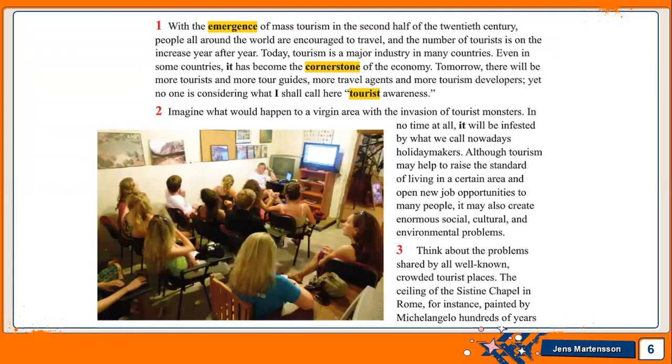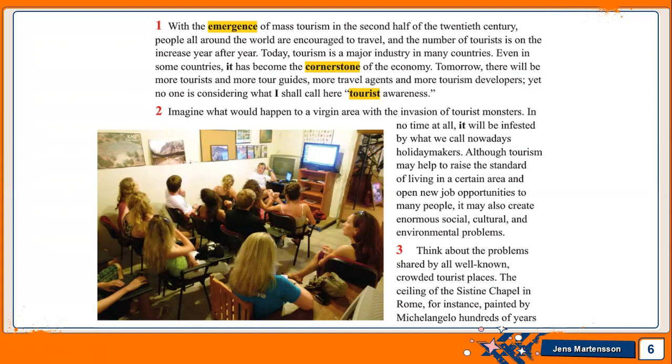Now let's start with the reading lesson so that, since we understood the vocabulary words, we'll be able to understand them in the context of the lesson. Paragraph number 1. With the emergence of mass tourism in the second half of the 20th century, people all around the world are encouraged to travel, and the number of tourists is on the increase year after year. Today, tourism is a major industry in many countries. Even in some countries, it has become the cornerstone of the economy.